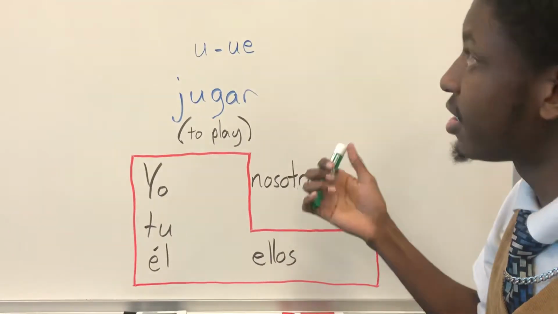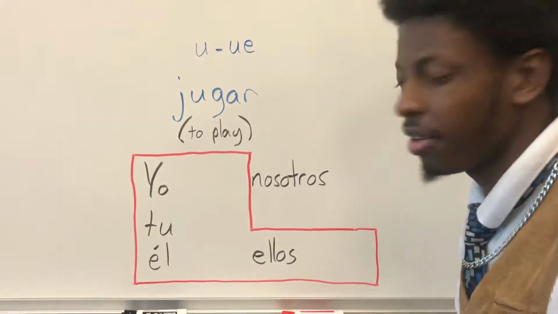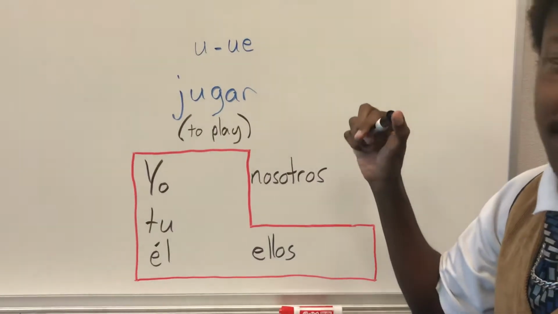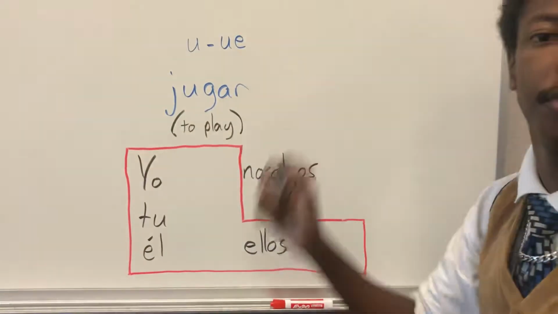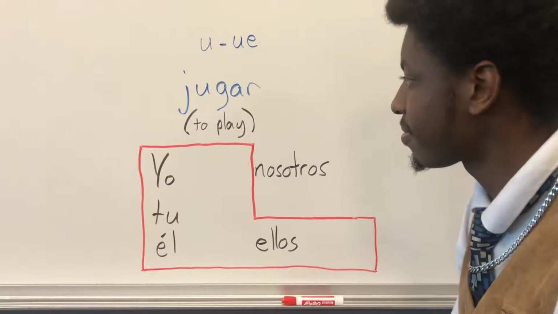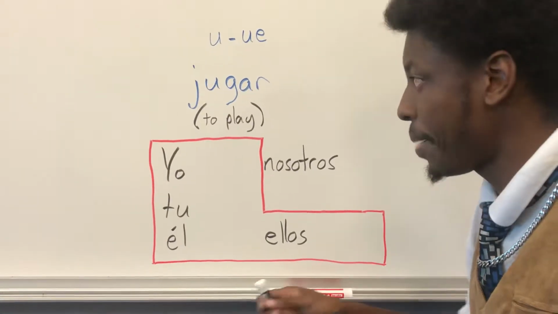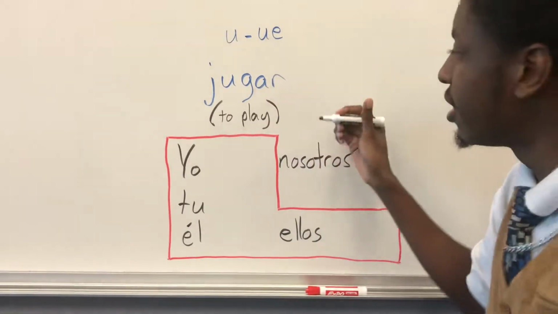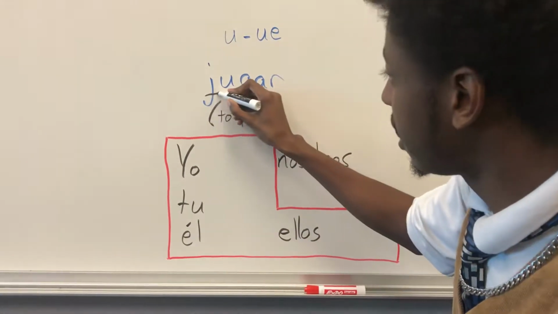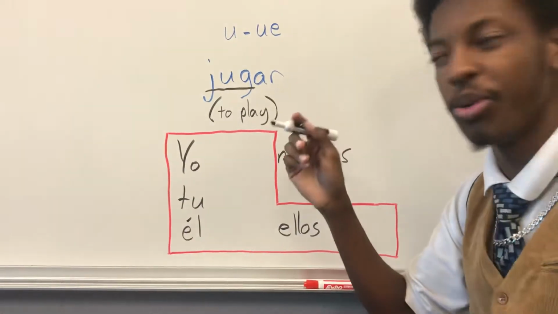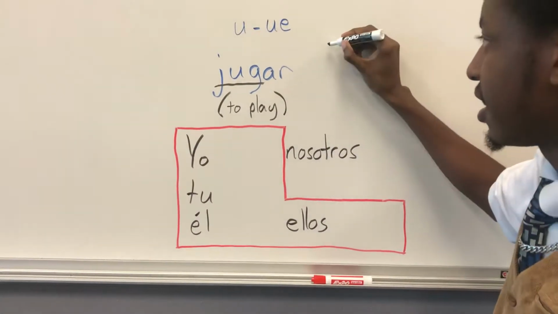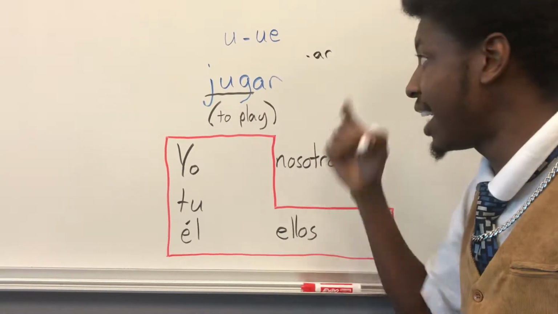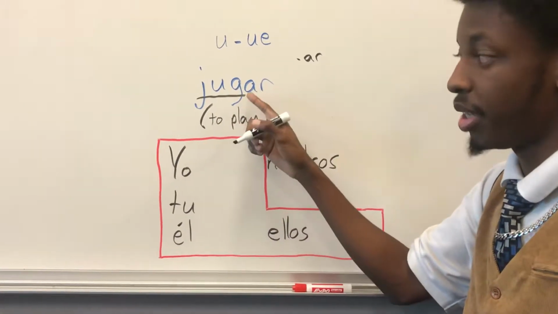Now, first, what we need to do is figure out what's the stem. So go ahead, see if you can figure it out. You should know what the stem is. What's the stem in the verb jugar? All right, so the stem is the word minus the ending. Jugar ends in AR. So the stem is going to be jug. And the ending right here, let's write it to the side, is AR. So we know when we conjugate it, it's going to be an AR ending. But the stem is jug.